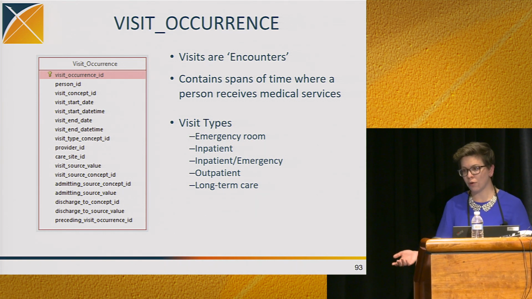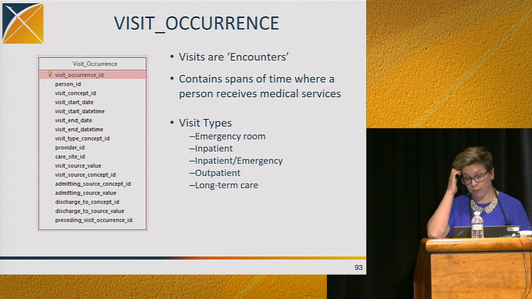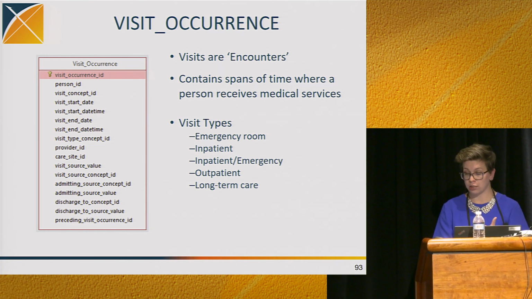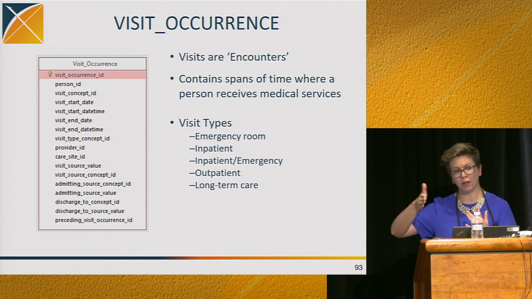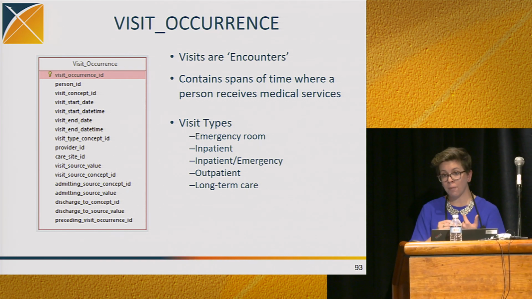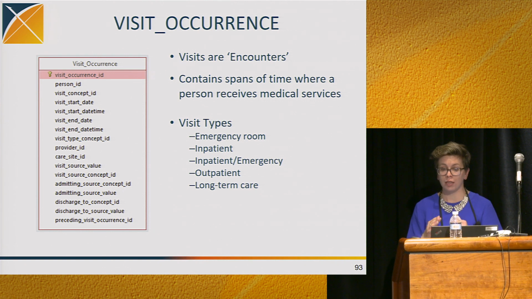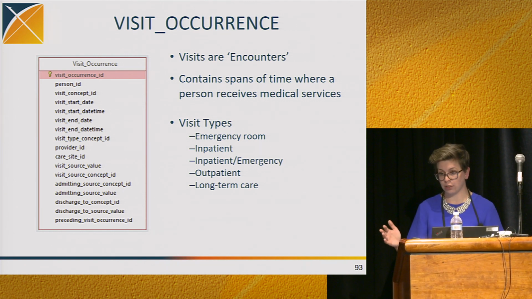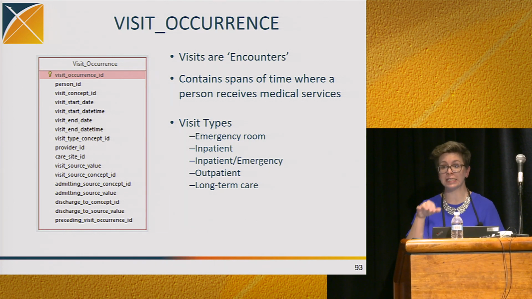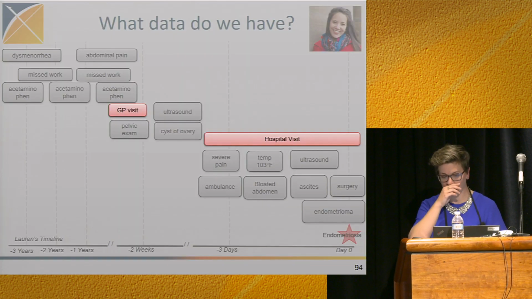It's important to note though, in OMOP Common Data Model, we really only have a handful of types of visits that we consider. It's either going to be emergency room, inpatient, inpatient/emergency room, because sometimes you can't tell when they left the emergency room to an inpatient stay, outpatient, and long-term care. These are the only types of visits that we currently support. So sometimes you need to think a little bit about what's the most appropriate visit type for the data that I'm seeing come across.